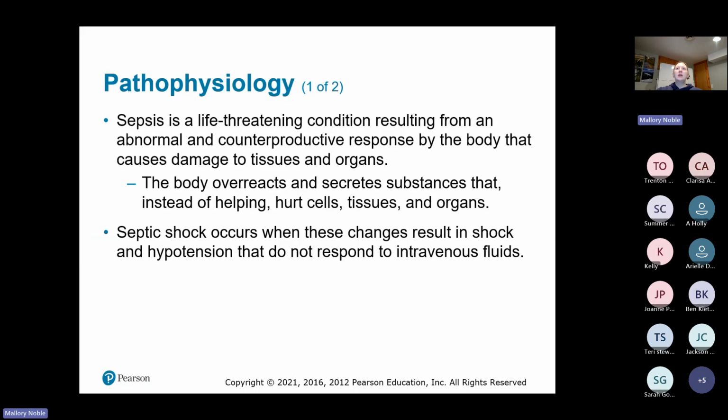Sepsis. So the pathophysiology behind sepsis. Sepsis is something you should be fairly aware of anyways, if not familiar with. You should be aware of it just because you all have taken your EMT1 class, right? And we would have covered this over EMT1.